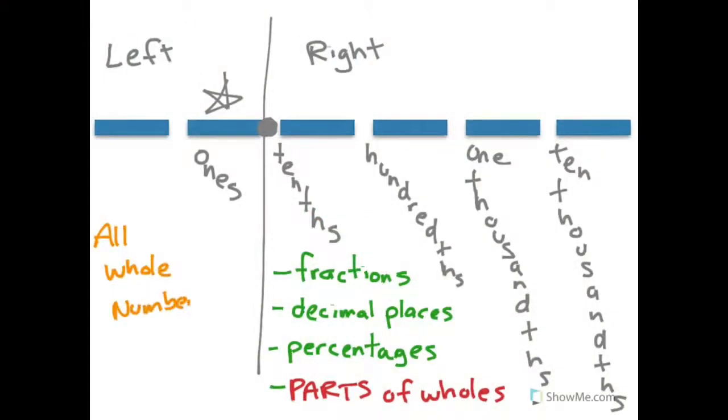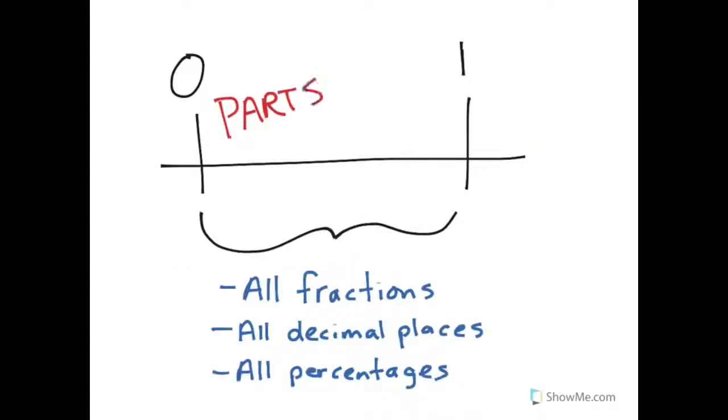We've learned about the pattern for place value and where it starts to the left of the decimal point. We've learned about where all the whole numbers are, where all fractions, decimal places, and percentages are. We've learned that between 0 and 1 are found all fractions, all decimal place values, all percentages, all parts of wholes. Well, now it's time to start applying the knowledge that we've learned.